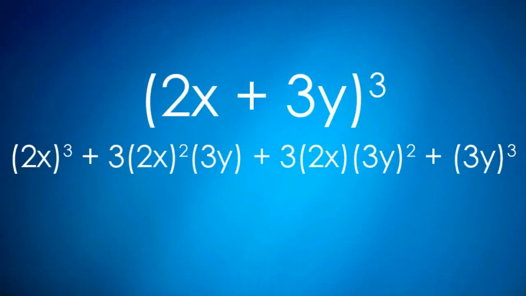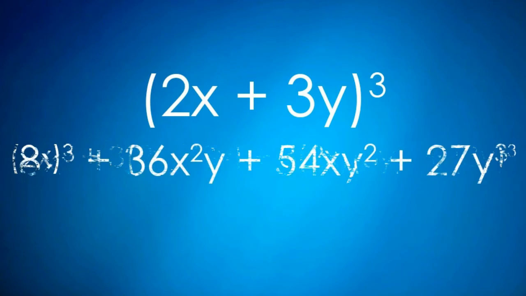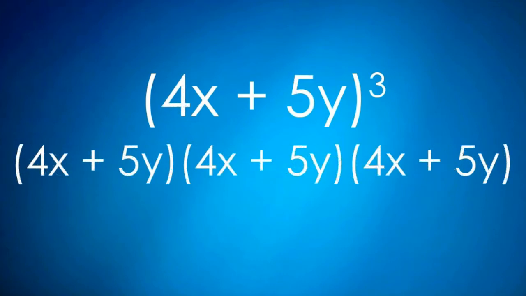After substituting, the equation will be equal to (2x) cubed plus 3 times (2x) squared times (3y) plus 3 times (2x) times (3y) squared plus (3y) cubed. Simplifying, the final answer will be equal to 8x cubed plus 36x squared y plus 54xy squared plus 27y cubed. Consider we have (4x + 5y) cubed.